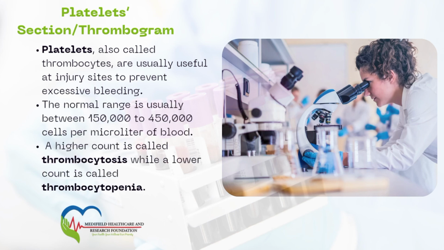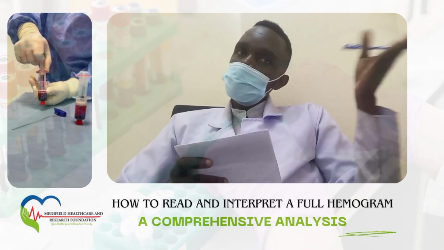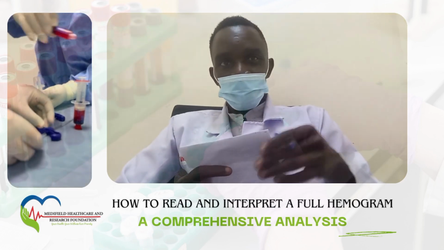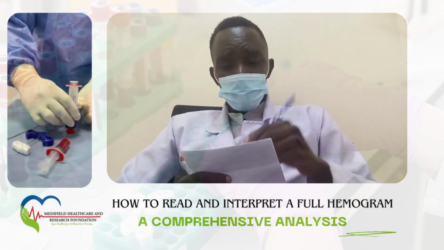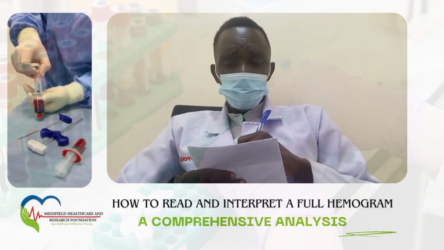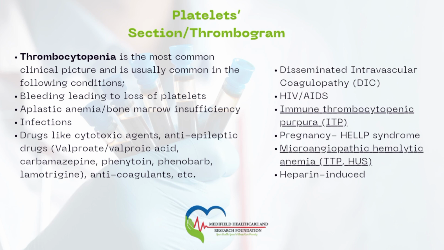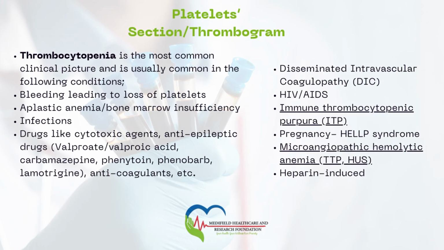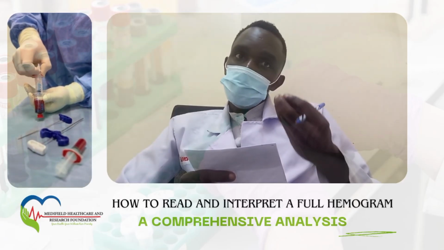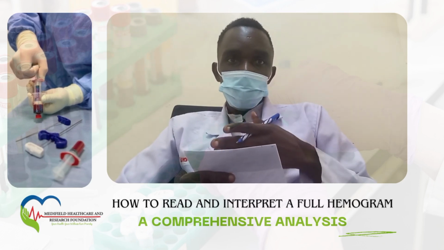So this part is very simple. It's just about thrombocytosis and thrombocytopenia. The most common clinical picture I have personally come across is thrombocytopenia, and it is usually manifested in these conditions. If you have a very low platelet count in a patient, then you must start suspecting these conditions. One is bleeding leading to loss of platelets. Maybe the patient has had excessive hemorrhage and has lost a lot of whole blood, part of which is the platelets. So platelet loss due to excessive bleeding could lead to thrombocytopenia.